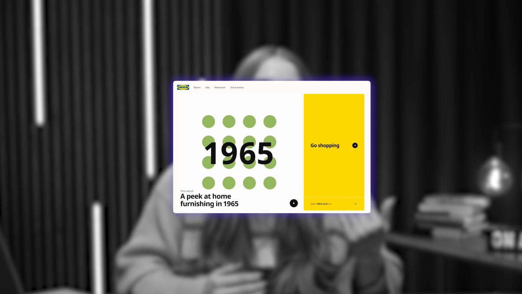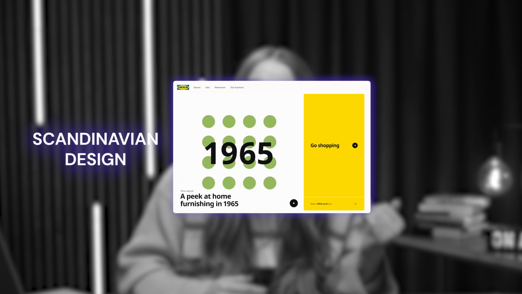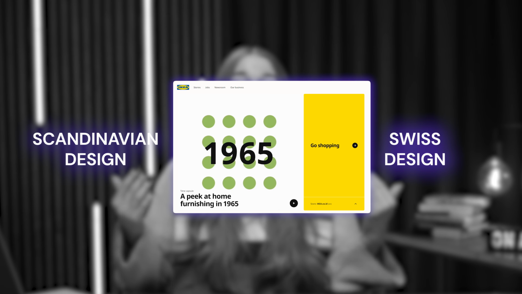But it's important to note that modern websites often blend these styles, adopting a variety of elements that work best for them. For example, it's difficult to say that IKEA's website uses only Scandinavian or only Swiss design, as it actually incorporates features from both. Of course, I know that IKEA is Swedish, so don't throw Swedish meatballs at me for this, but it still uses both.